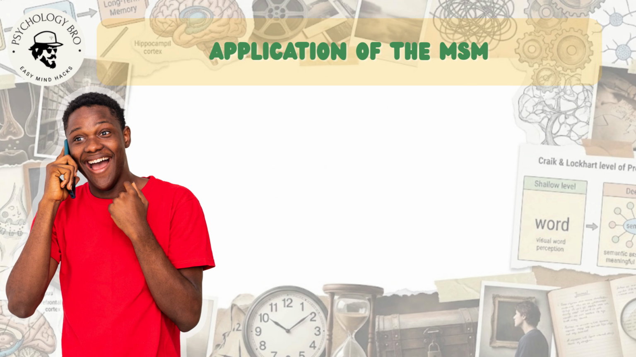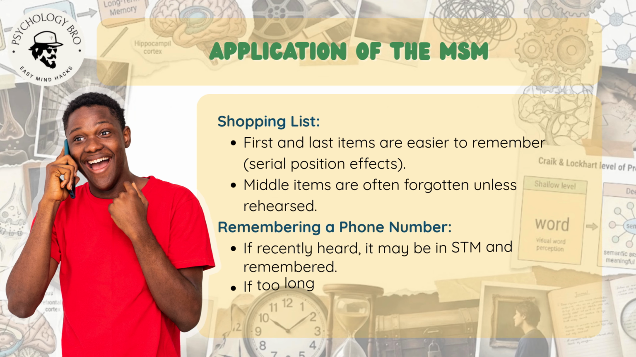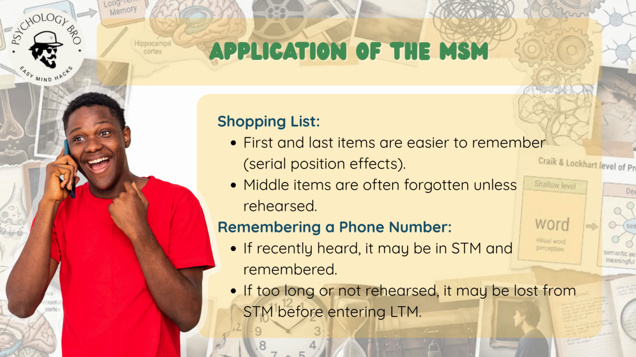To finish up, let's look at the application of the MSM in everyday life. Think of a shopping list. You'll find that the first and last items are easier to remember due to serial position effects, while the middle items are often forgotten and less rehearsed. Or consider remembering a phone number. If you recently heard it, it may still be in your STM and remembered. However, if it is too long or not rehearsed, it may be lost from your STM before entering LTM.